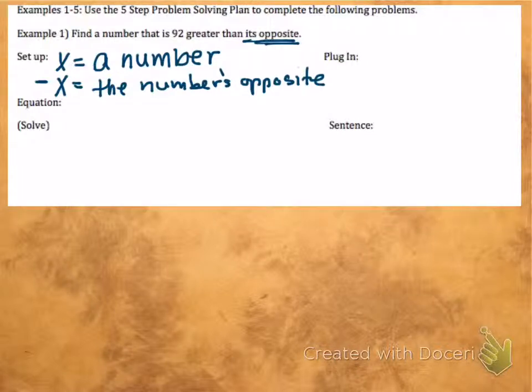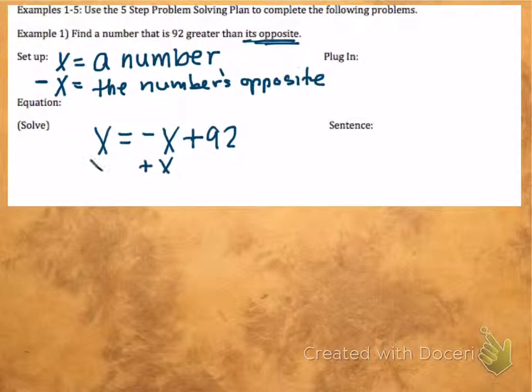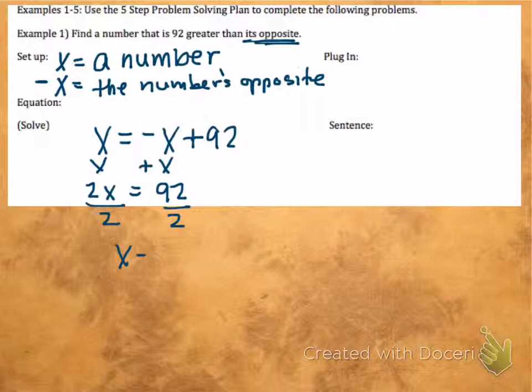So then thinking through the equation portion, we want to find a number. So we want to find x, that's our equals, 92 greater than its opposite. So that's the opposite of x plus 92. So the number is 92 greater than its opposite. To solve that equation, you would add x to both sides. You get 2x is equal to 92. We divide both sides by 2. And we get x is equal to 46.